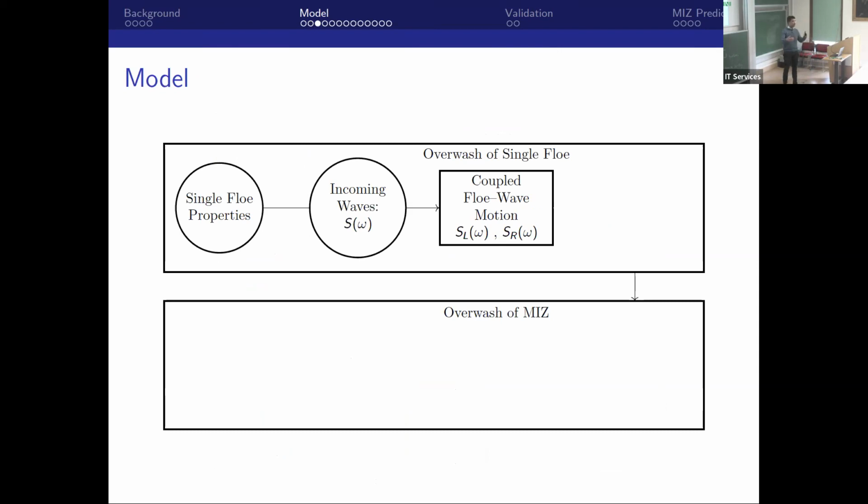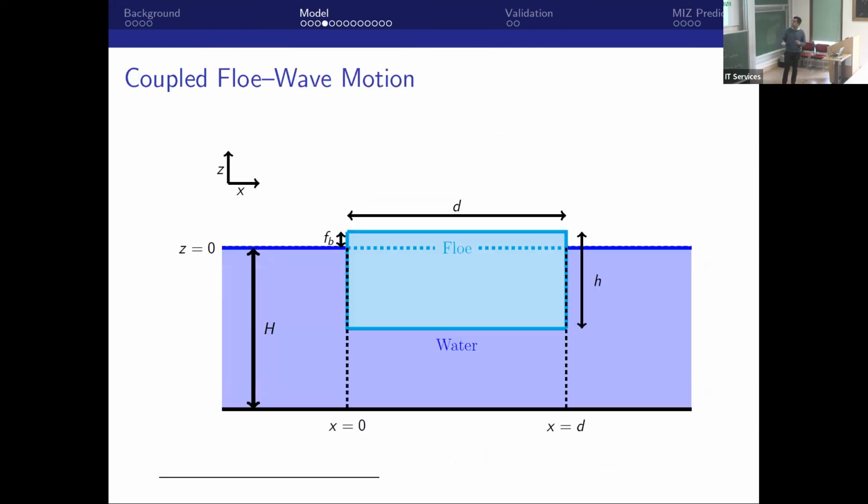In particular, since my model's 1D, at the left and right edges of my flow, I'm going to describe an ensemble of waves coupled to the flow's motion to be able to determine overwashing, which I call S_L to denote left, and S_R to denote right. To do that, we need a coupled flow and wave model, which is what we have here.